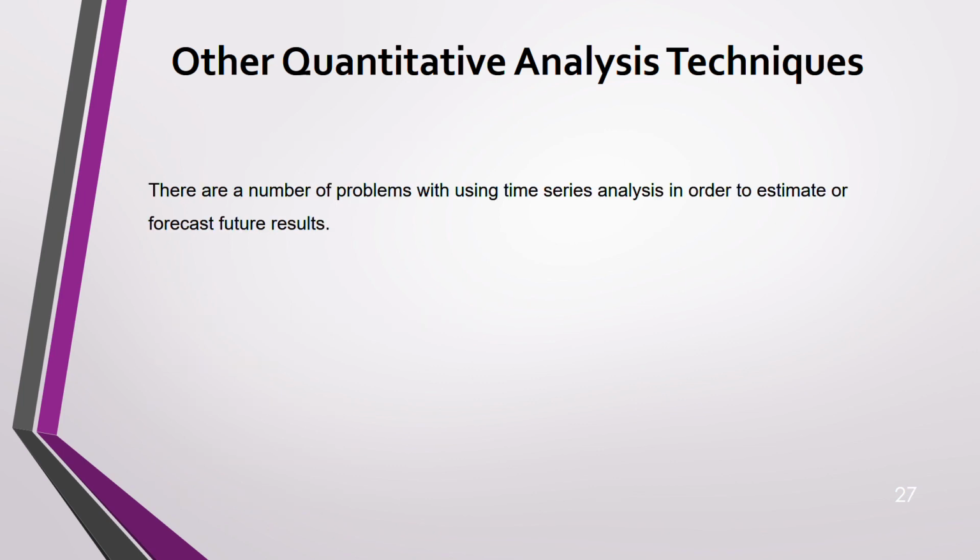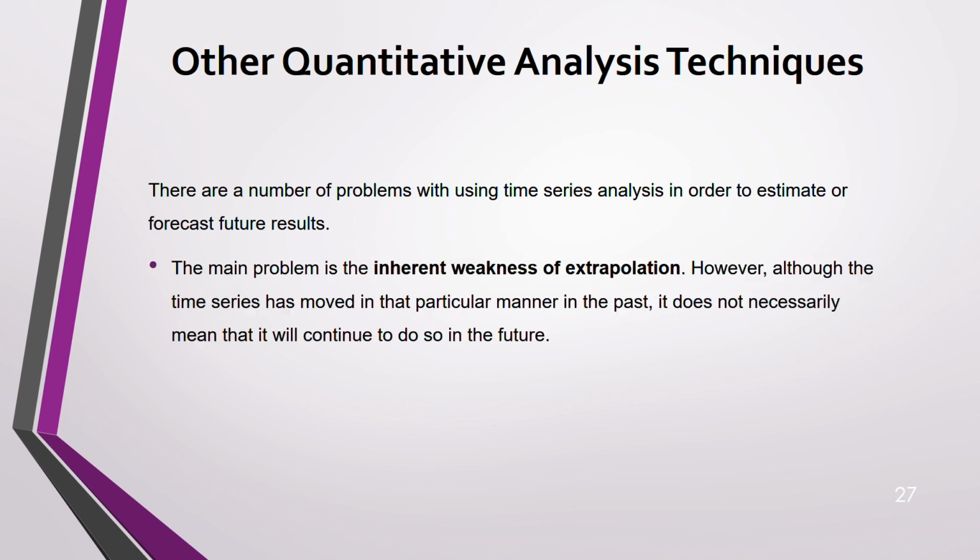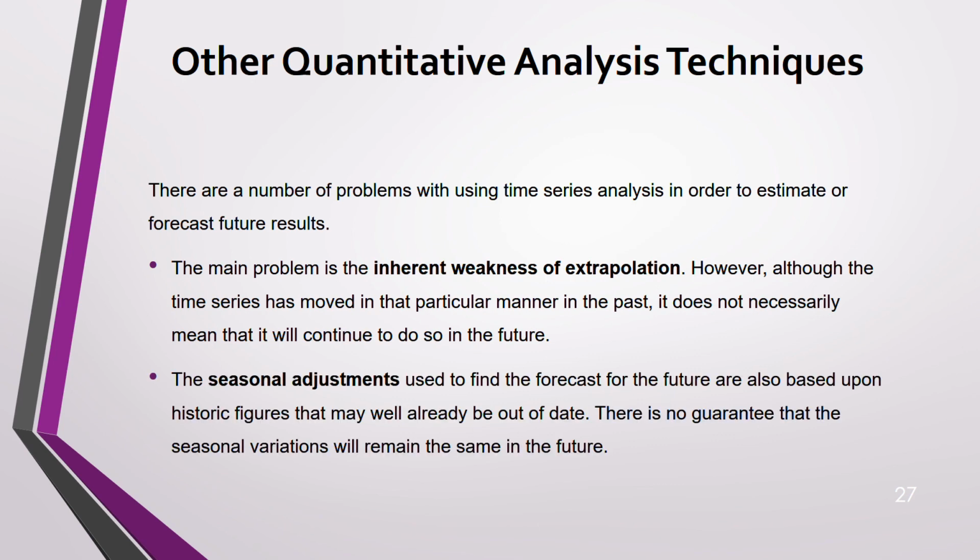Now, there are a number of problems using time series. What is it? Number one, inherent weaknesses of extrapolation. Even though in the past you see it has moved in a particular manner, it does not mean in the future also it will move in that manner only. Maybe in the present you don't have that seasonal variation or anything, but next year you might have that variation. Understood? Second, seasonal adjustment. Even seasonal adjustment, what do you do? You base it on historical figures. But that does not mean that just because today you're having seasonal variation, next year also you'll have the same seasonal variation at that time. No. Maybe it is just for this year.